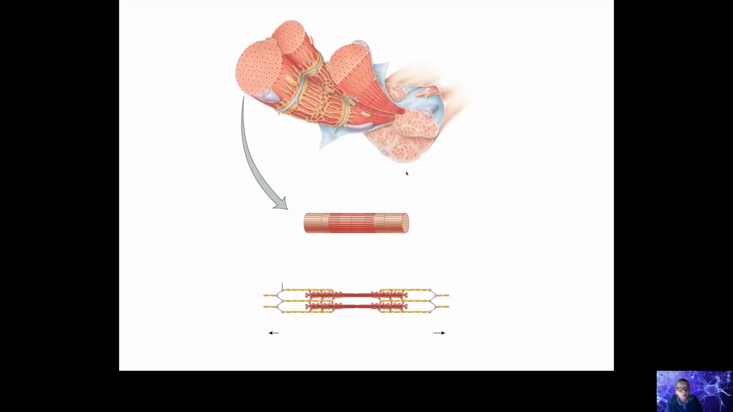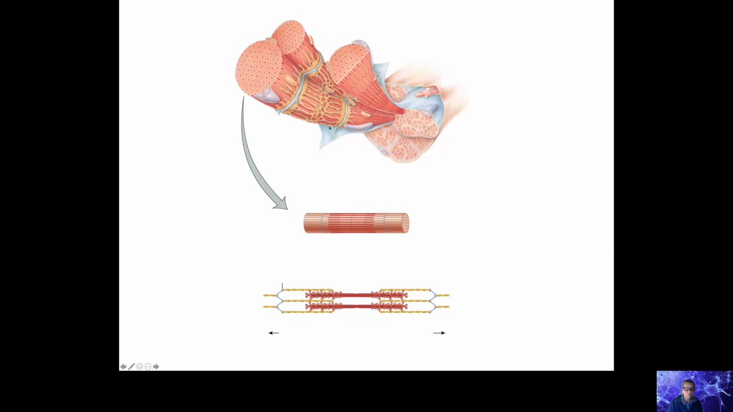So let's take another look. We know that we have a sarcolemma surrounding a skeletal muscle fiber, and we know that the cytoplasm of a skeletal muscle fiber is unique and called a sarcoplasm. We know that the sarcoplasmic reticulum is going to be quite extensive and unique to skeletal muscles. And we know that it'll also store calcium.